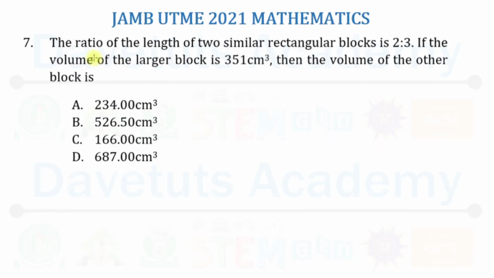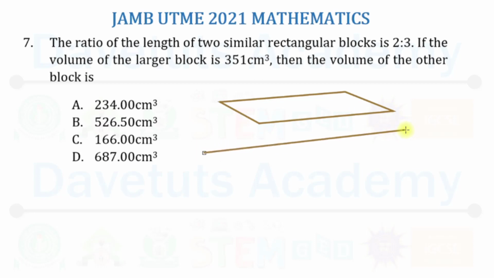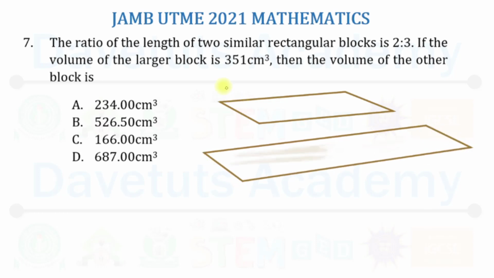In this question of mensuration, we are told that the ratio of the length of two similar rectangular blocks is 2:3. Then if the volume of the larger block is 351 centimeter cube, we are to find the volume of the other block. So let's just take their length as 2:3, the first one, I'll call this the second one. They are telling us that the ratio of their length L1 to L2 is nothing but 2:3.